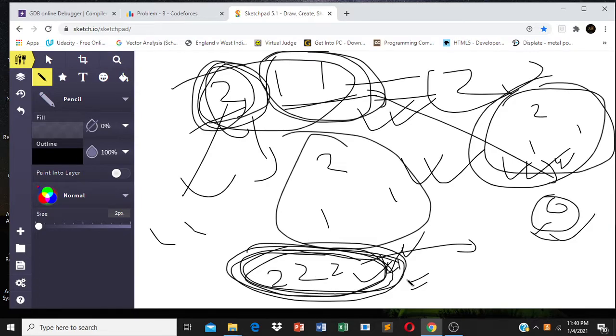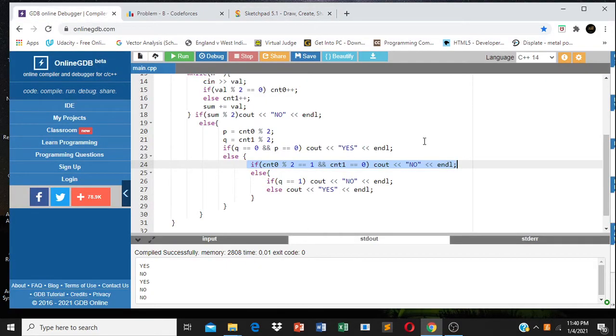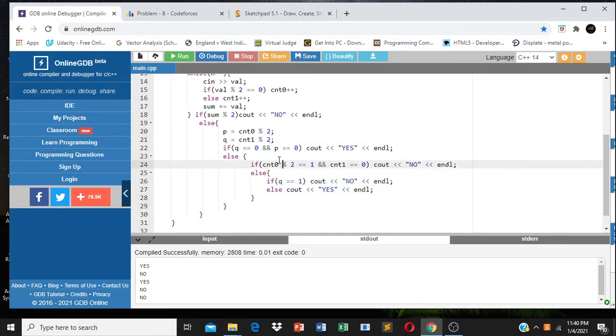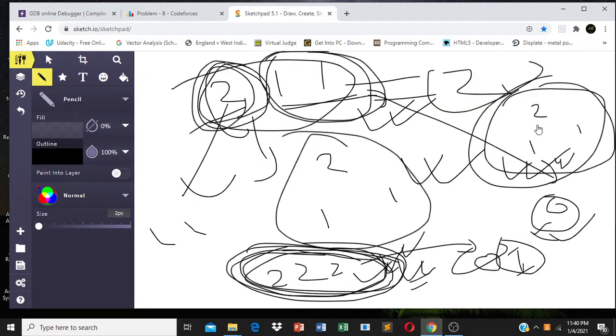If there are an odd number of 2's and zero 1's, then the answer is always no. Otherwise, what is the main part here? The necessary condition is that we have to check the count of 1, not both counts, just the count of 1. Why is that? Just to take care of this sort of test case.